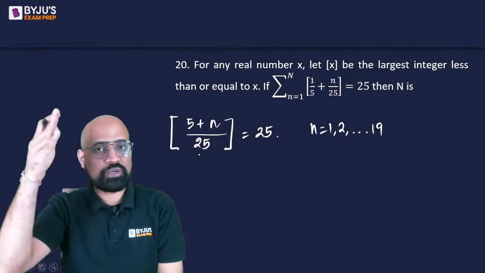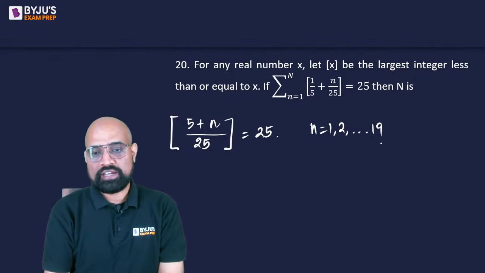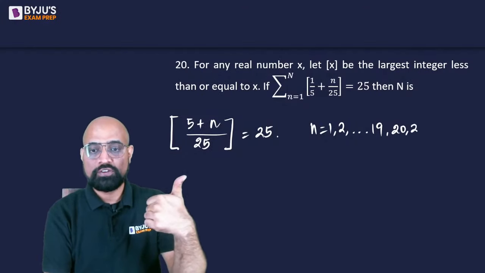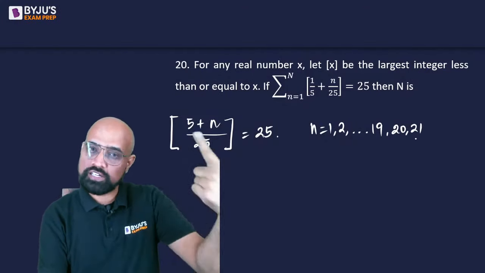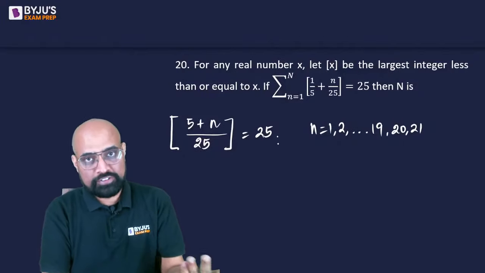Its GIF will become 0. I'll not get any value so far. But the moment I start having 20, that's when I get 1. At 21 I'll get another 1. And this will continue. And I need 25. So 1 plus 1 plus 1, 25 times.